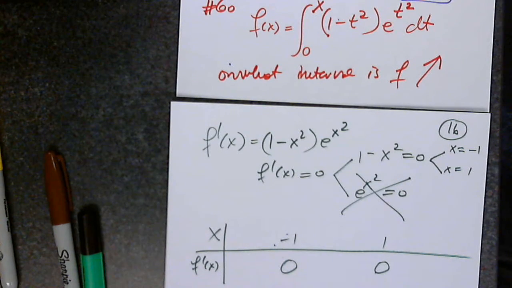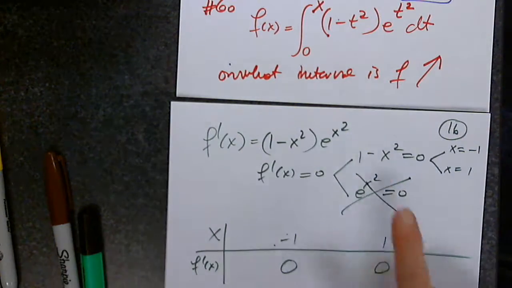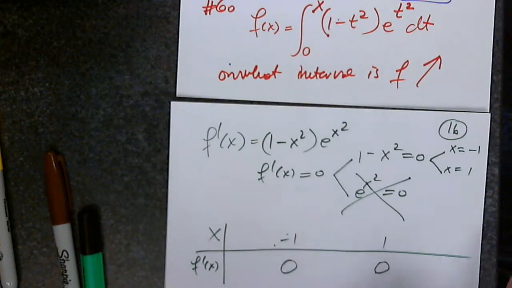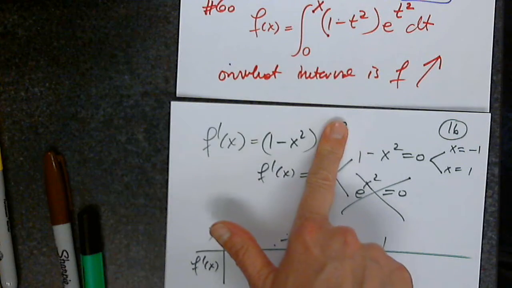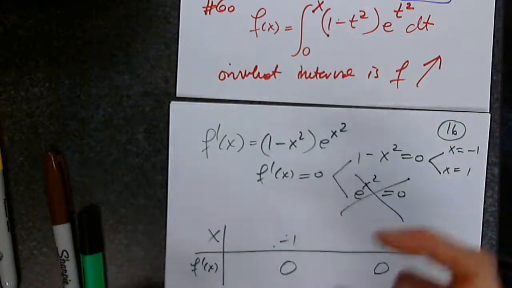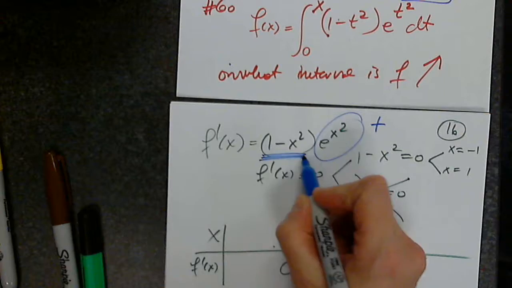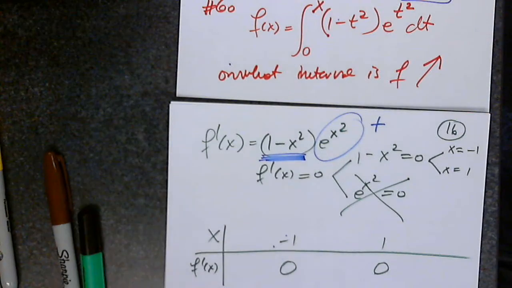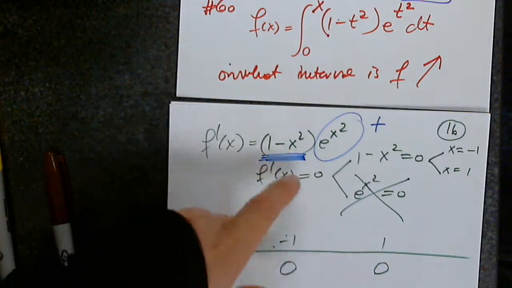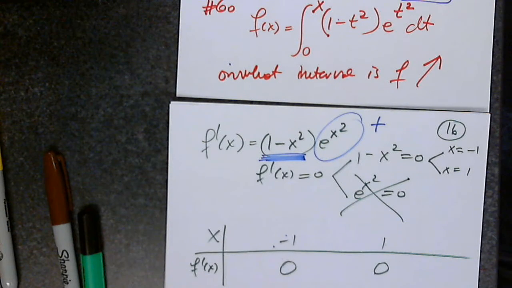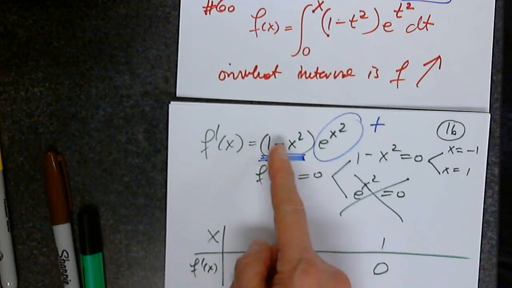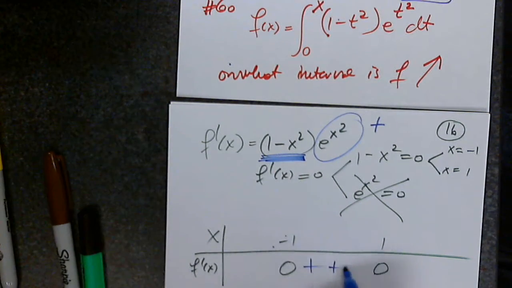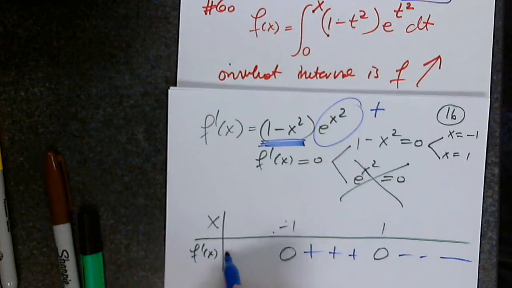I need to study the sign of the first derivative. But there is nothing to study here. Why? What is this quantity always? Positive. So since this quantity is always positive, the sign will be given by this. It's a quadratic function with a negative leading coefficient. So in between the solutions is above the x-axis, outside of the solutions is below. Or just pick a number. Let's pick 0. 1 minus 0 is positive. And outside will be negative.